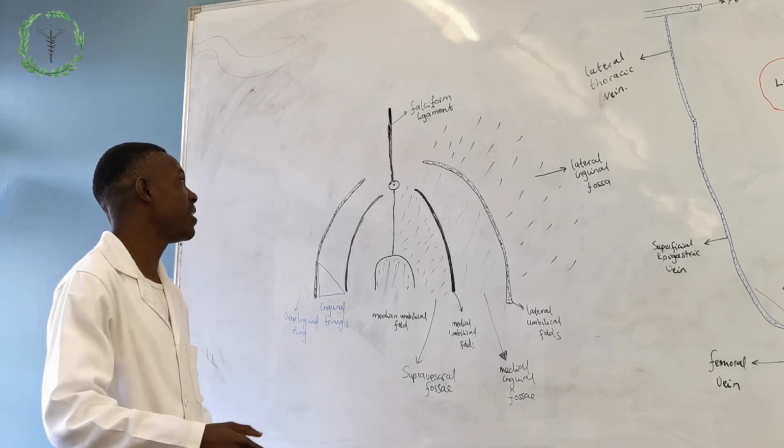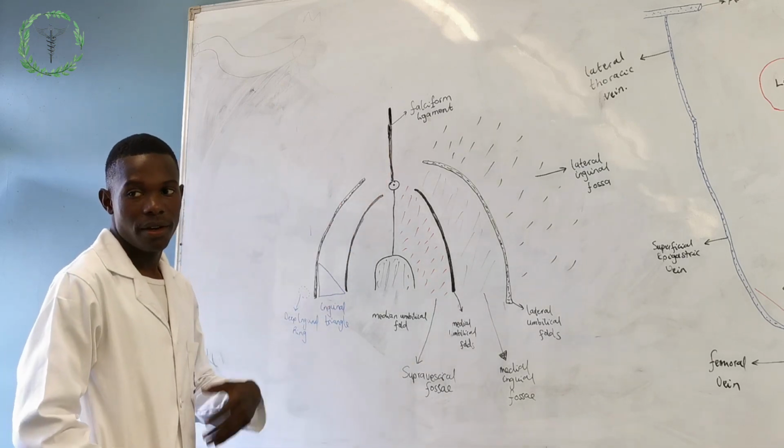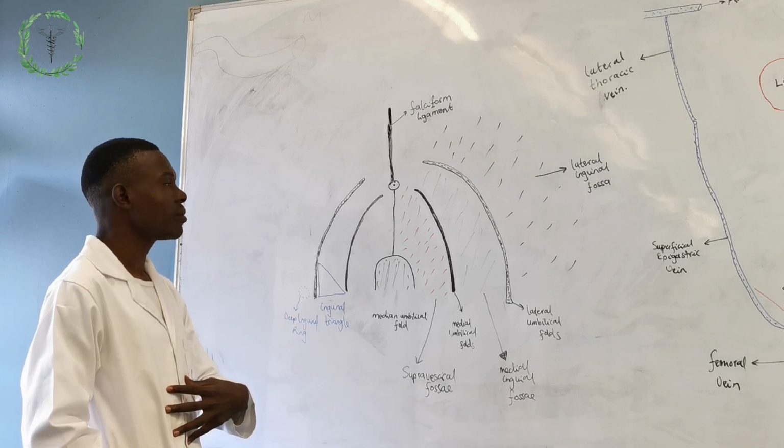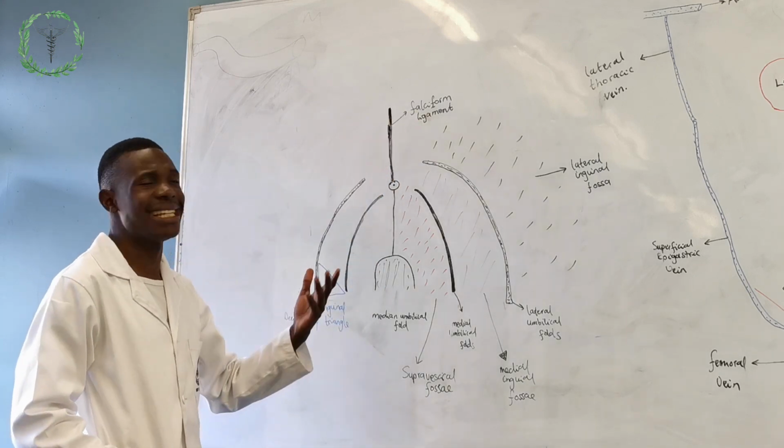And then it's going to split the falciform ligament that attaches the liver to the anterior body wall. It attaches the liver to the anterior body wall. So that's the falciform ligament. So what does it contain?